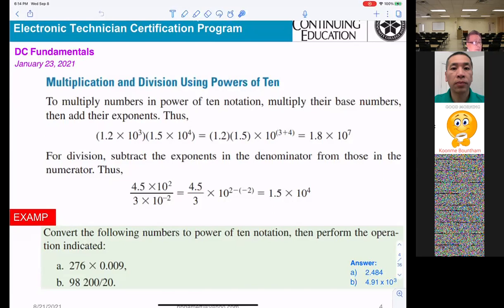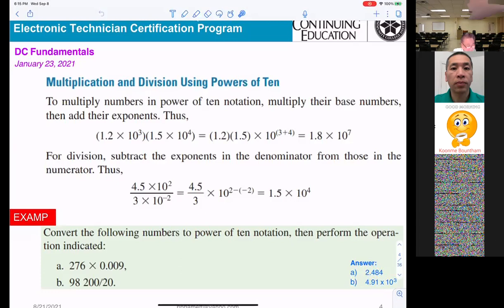Up to this point, no question. Now I want you to convert to a number with a power of 10, in scientific notation: 276 times 0.09. That's what I need you to do by your time. The thing is, we don't want to do it in here. However, I already gave you the answer right here. The answer will be 2.484.